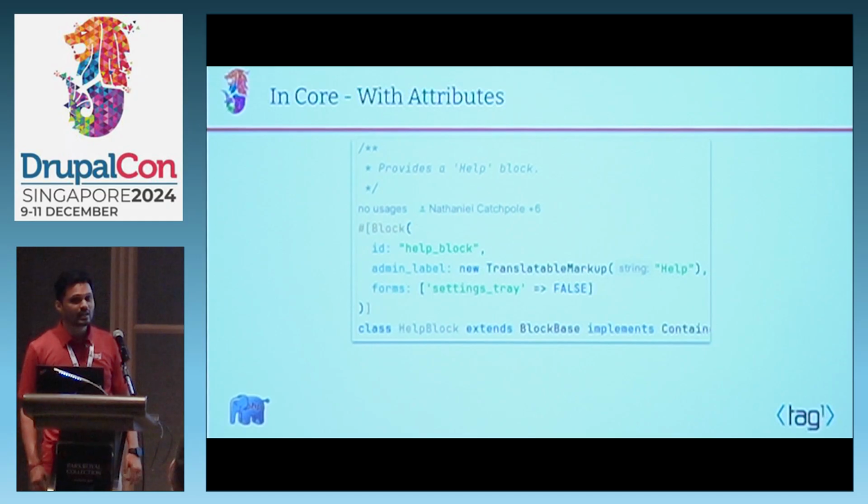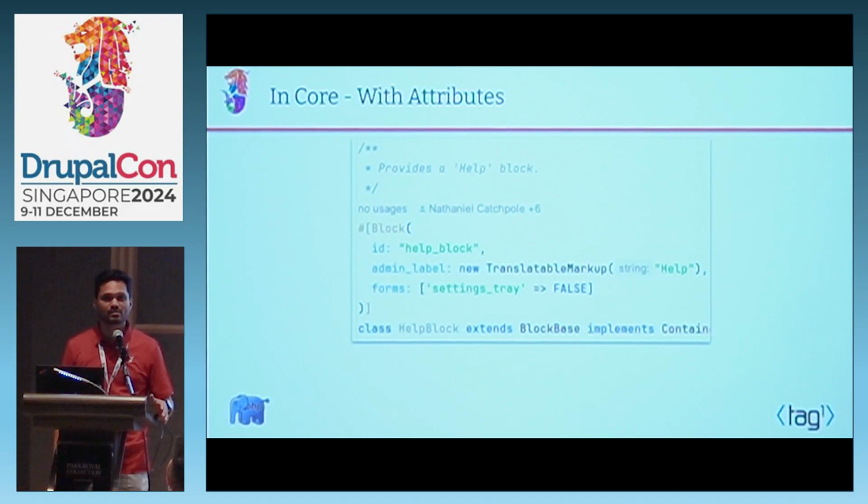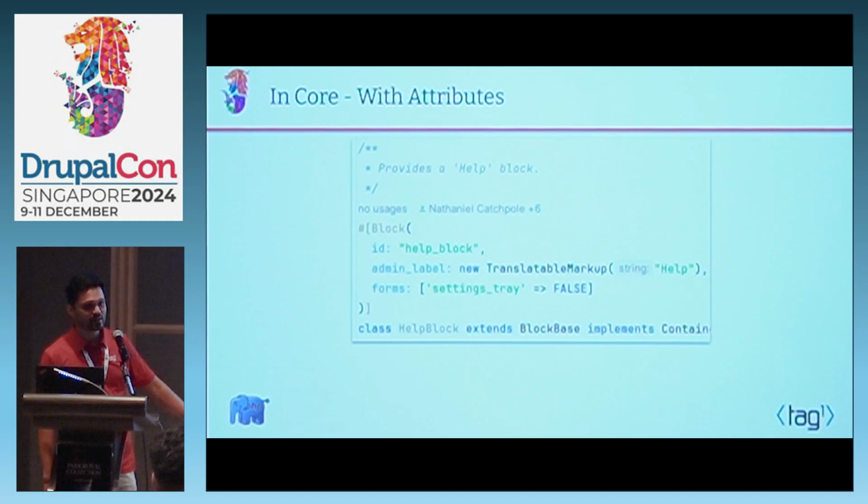With attributes, there is just a special block attribute. So it's much cleaner. And as you can see, it has the same details, like the ID, admin label, and false. But now, instead of it being written in comments, it is written plain in PHP. So it has all the validations. It can use different classes, for example. You can see admin label is now a translatable markup.